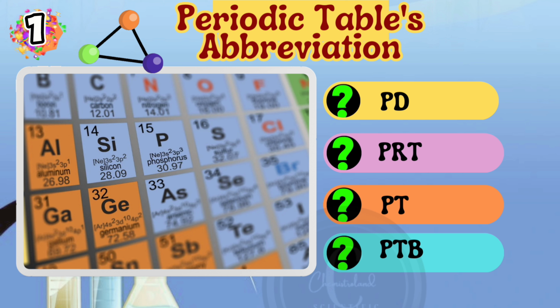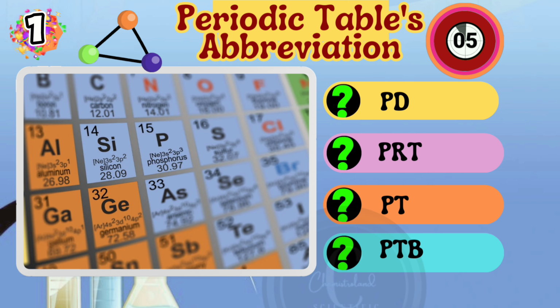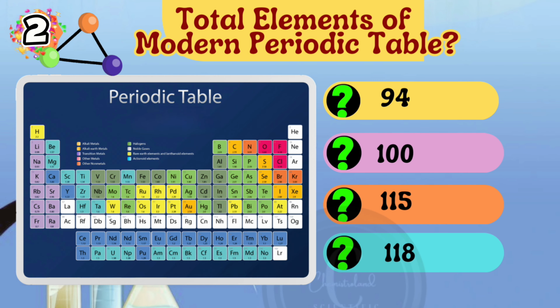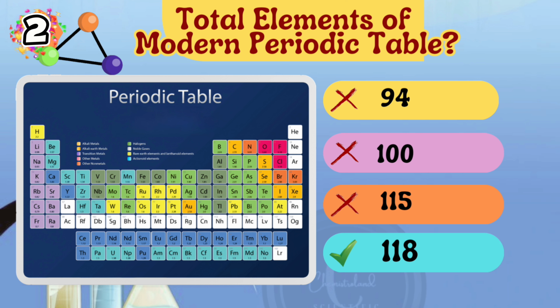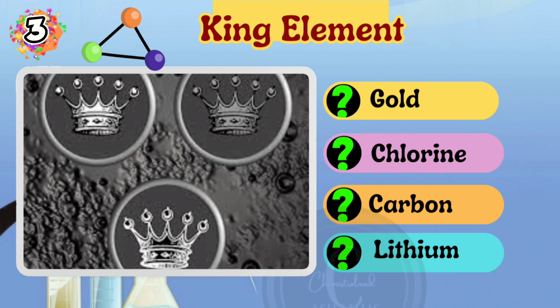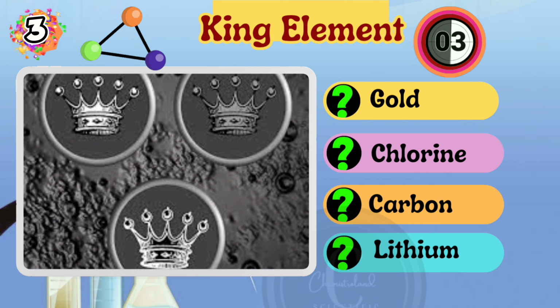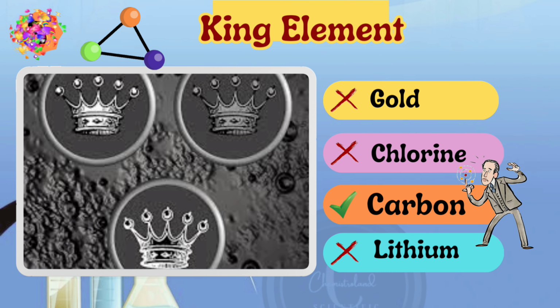What is the abbreviation for the periodic table? PT is the abbreviation of the periodic table. Total elements of modern periodic table are 118 elements. Can you name the king element of periodic table? Carbon is the king element.